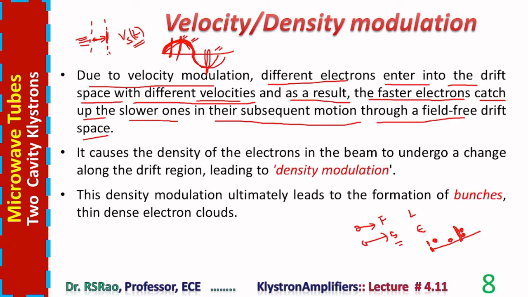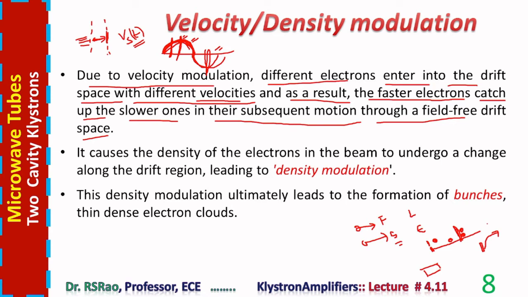But as it is traveling fast, after traveling some distance, these two come together. Coming together leads to density modulation. Density modulation gives rise to bunch formation. So initially it is like this electron beam. By the time this beam of electrons reaches the catcher cavity grid, it is like this. Compressed. The beam is compressed into a bunch. This bunch then delivers energy to the cavity.